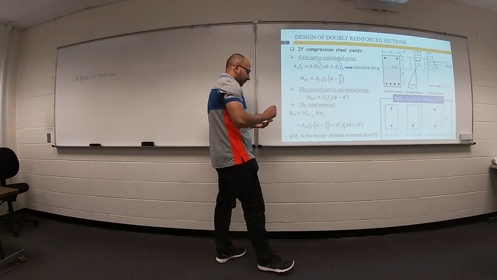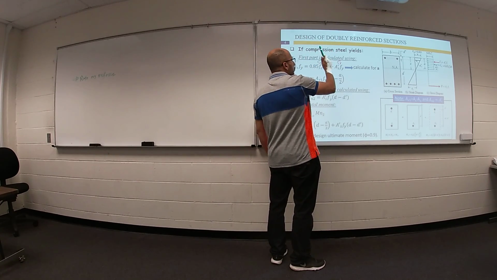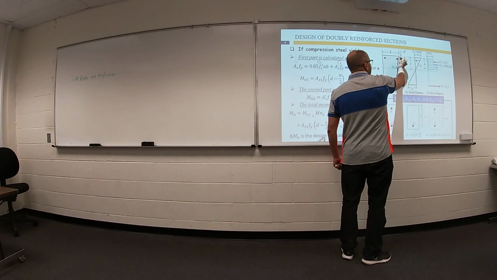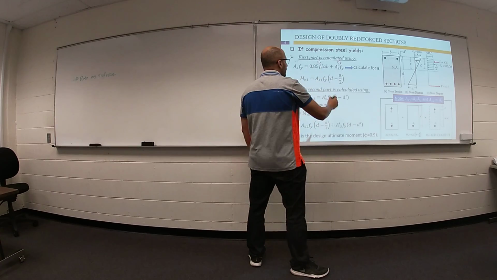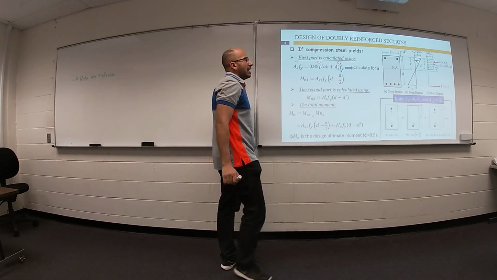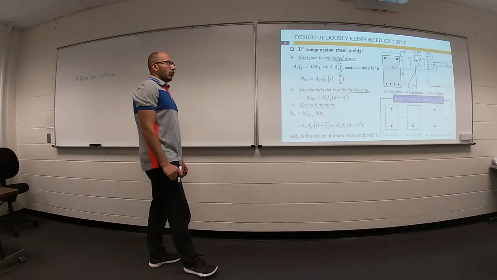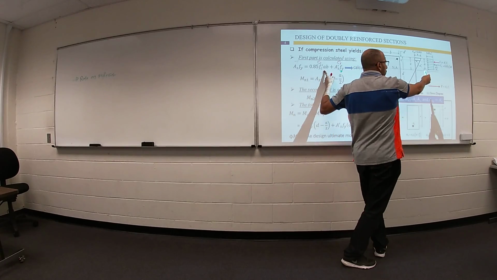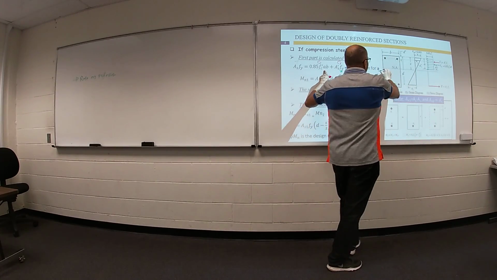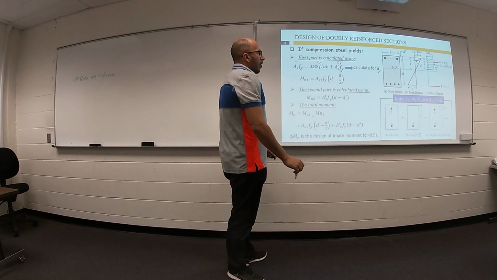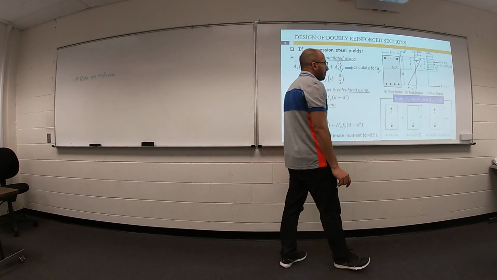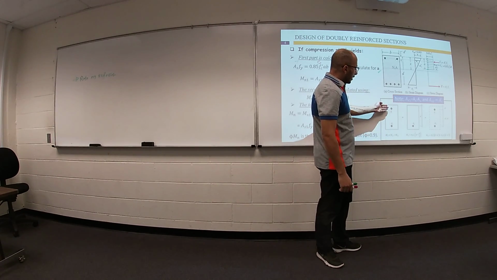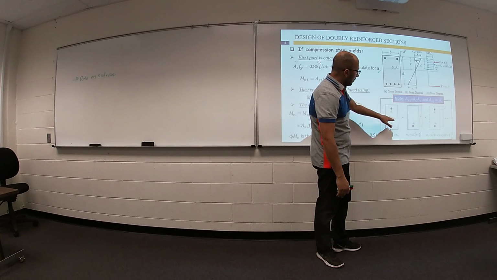From this equation, remember, I told you I assumed the compression steel reinforcement yields. That means the stress in this steel reinforcement is the yielding stress, Fy. So the only unknown in this equation is a, the depth of your compressive stress block, and you can get a. Once you get a, I can assume your total cross section with area steel at the bottom and area steel prime at the top.